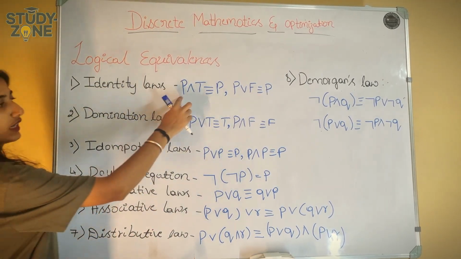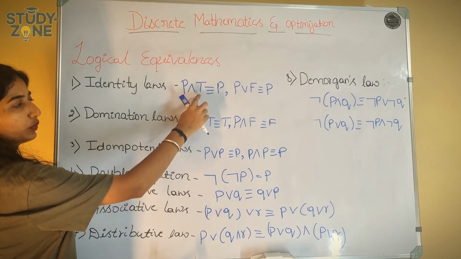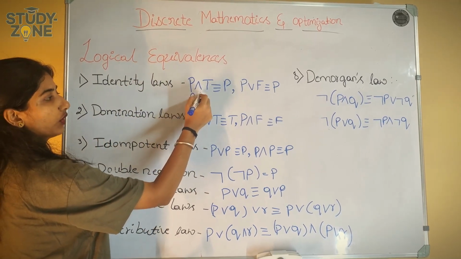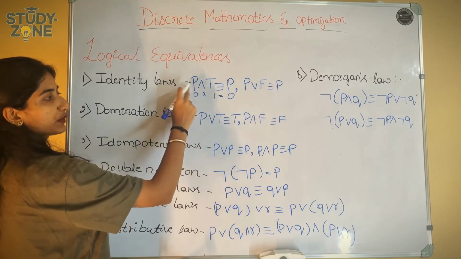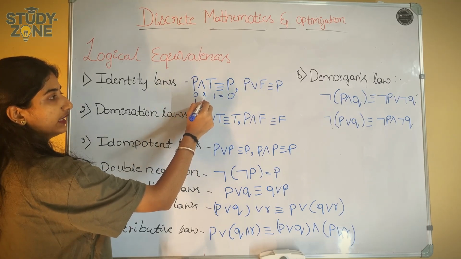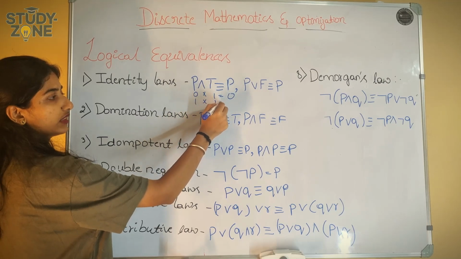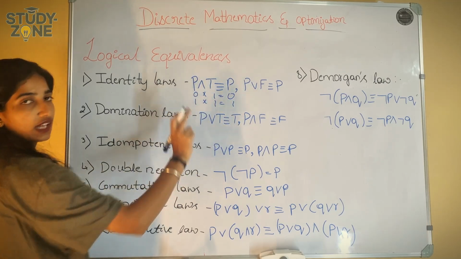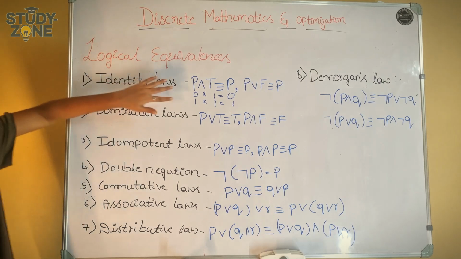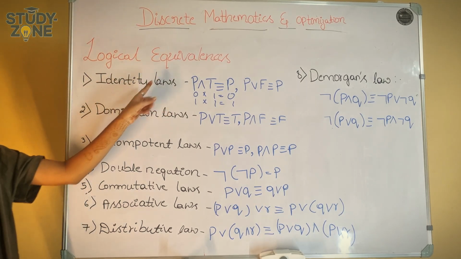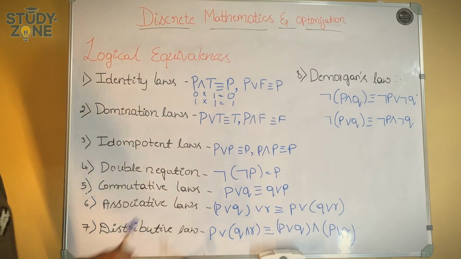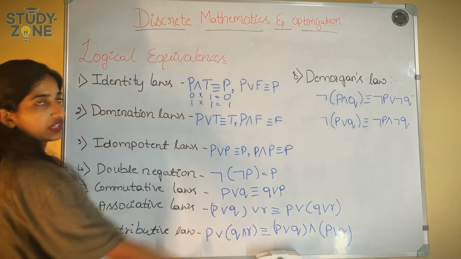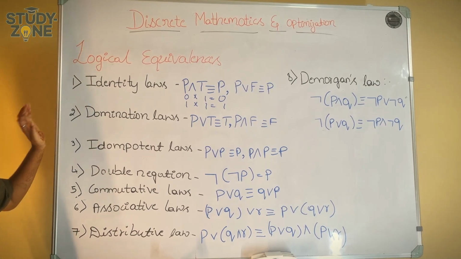which means here 0 into 1 will give 0, right, which means the P value, and then 1 into 1 is also equal to 1. Here the answer will be the P value. So identity laws say that P and true is logically equivalent to P, and then P or false is logically equivalent to P. And then domination law.